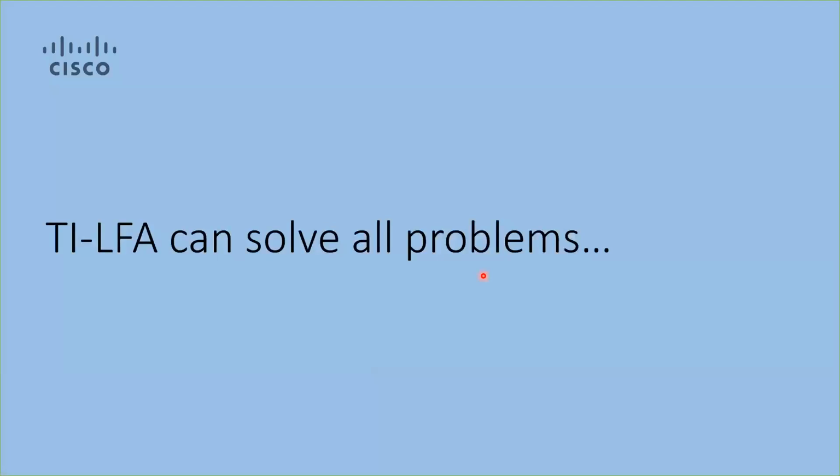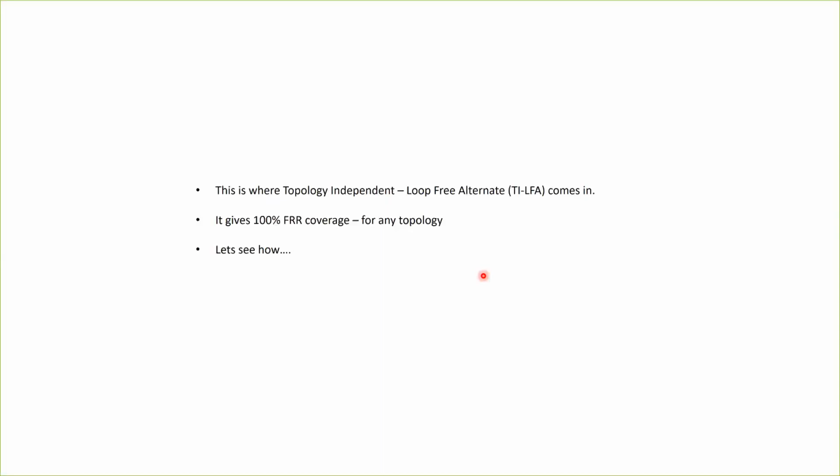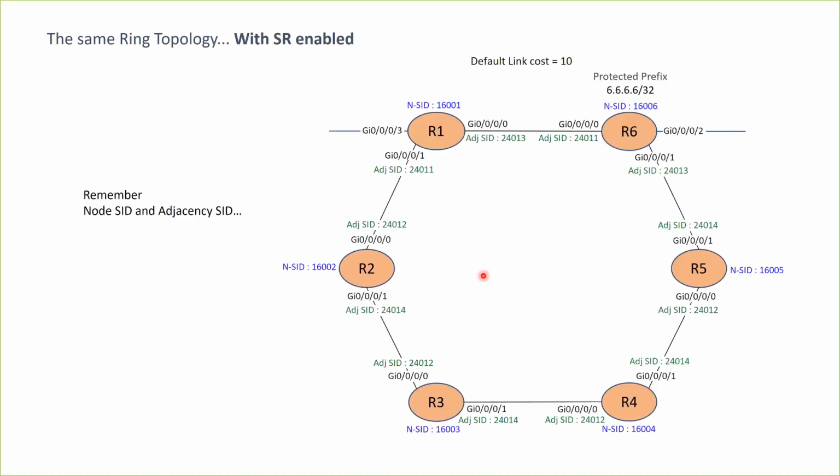How it solves it, we are going to see. This is where topology independent LFA comes in, 100% FRR coverage for any network. Let's see how. There is no limitation for 100%. Whatever network you give, whatever cost on any link, TI-LFA will give you FRR.